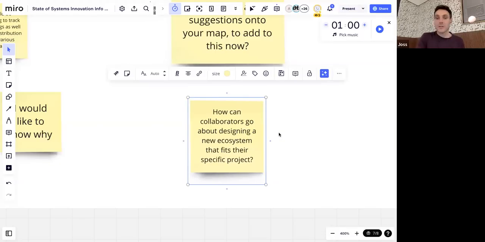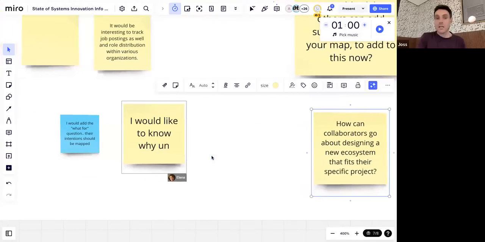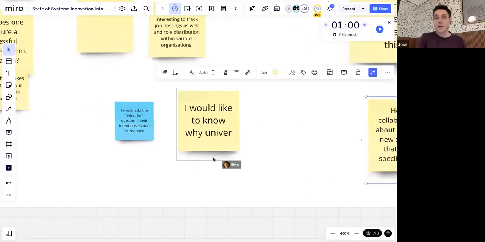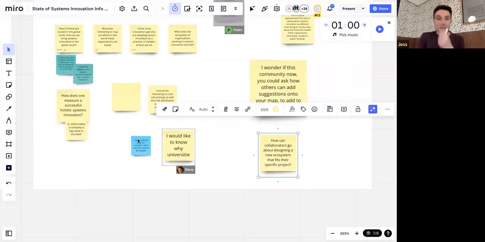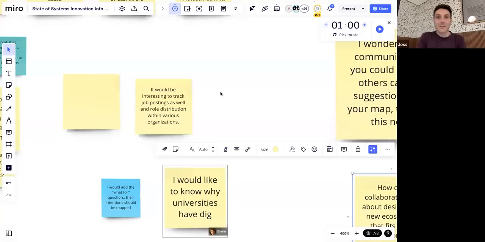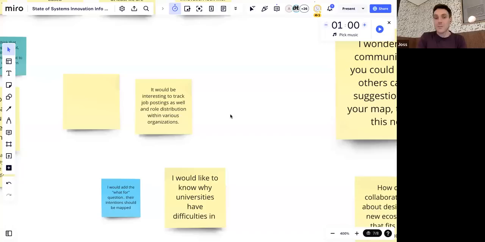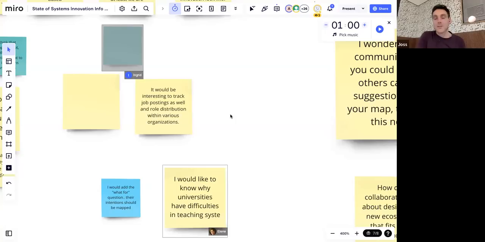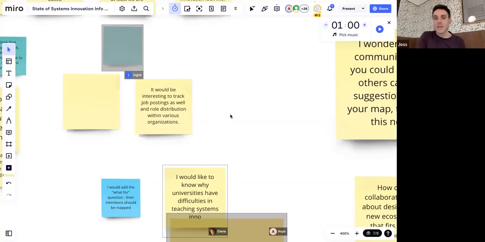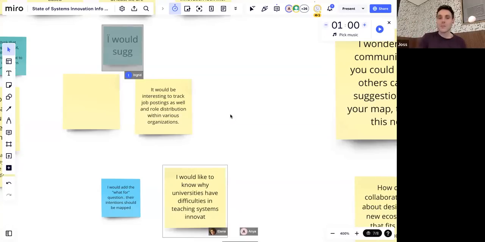How can collaborators go about designing a new ecosystem that fits their specific project? I would like to know why universities, we'll come back to that. I would be interested to track job postings as well and role distributions with various organizations. Yes, that is something. We don't have a marketplace for jobs and job seekers and job providers. And it's something we kind of do informally. People ask and we have connections, but it'd be great to see that happen.